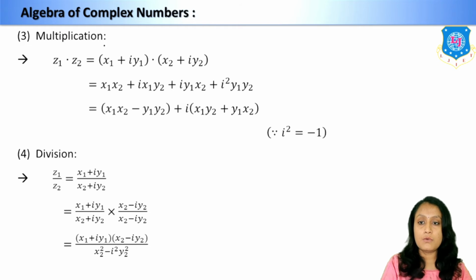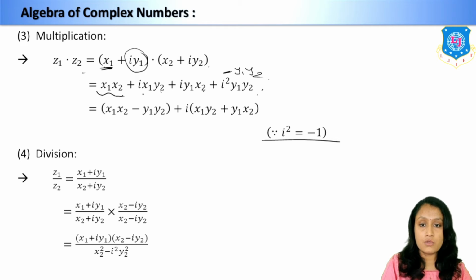Now the next one is multiplication. So z1 into z2, where z1 is x1 plus i y1 and z2 is x2 plus i y2. Now multiply. Take this x1 and multiply with these two numbers. So you will get x1 x2 plus i times x1 y2. Now take this i y1 and multiply with this x2. So you will get i y1 x2 plus, now this i into i, so i square y1 y2. Now we know that i square is minus 1, so substitute over here. So you will get minus y1 y2, right, over here.